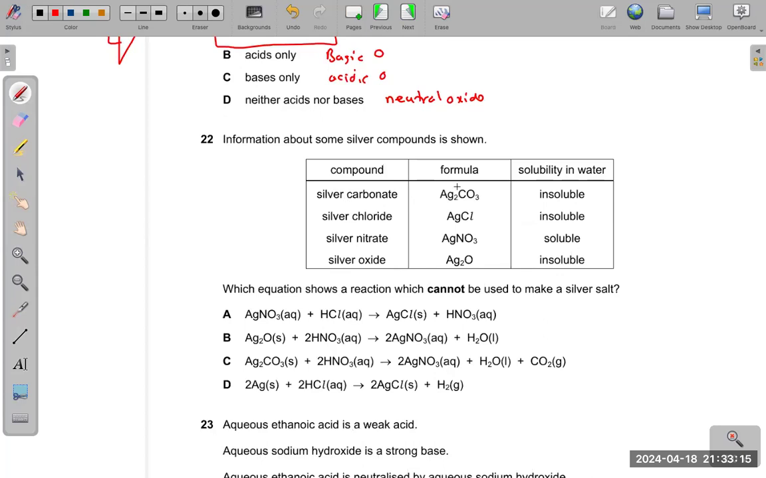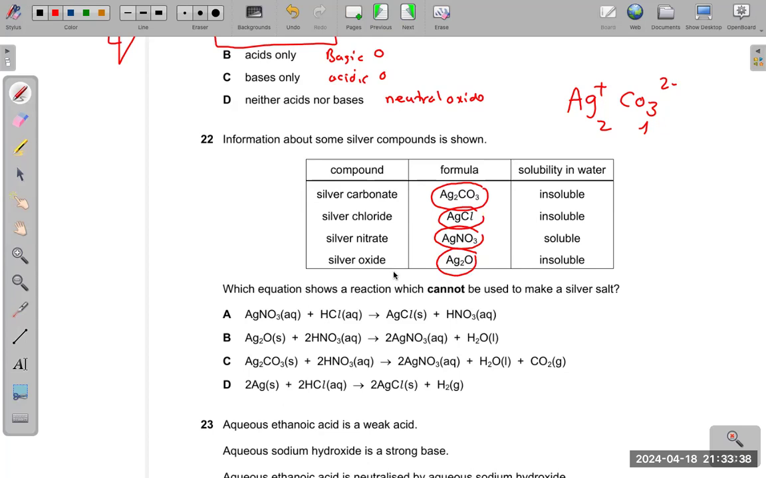Solubility in water. Silver carbonate: the formula is Ag plus and carbonate is 2 minus, so reverse them and it will be Ag2CO3. And this is silver chloride, AgCl, correct? AgNO3. Silver oxide is Ag2O. So these are all okay. What about the solubility in water?